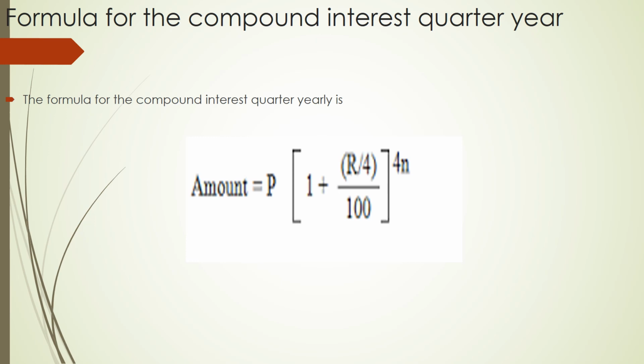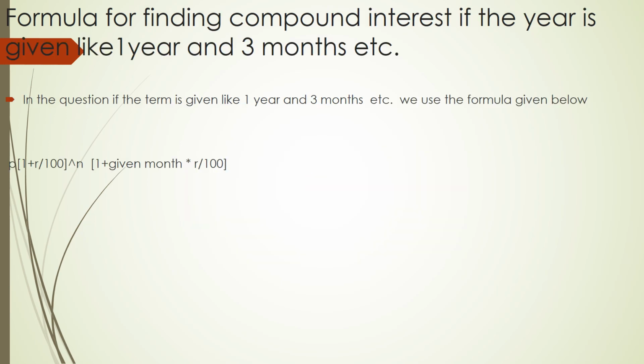That's all. Now we are going to see a very different type of compound interest which may confuse you, but don't worry, I have provided the formula in which it will be very easy to find. Now the formula for finding the compound interest if the time is given like 1 year and 3 months, etc. Now 1 year is very easy, but what about the 3 months? It seems very difficult, but don't worry, it's very easy as I have given you this formula.